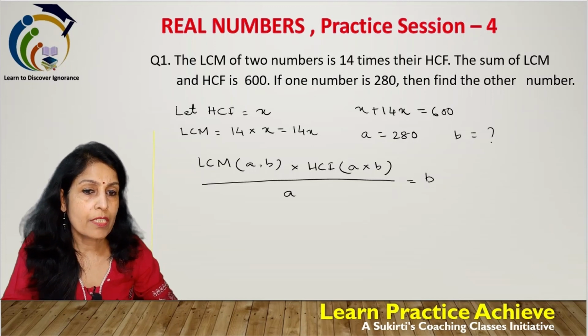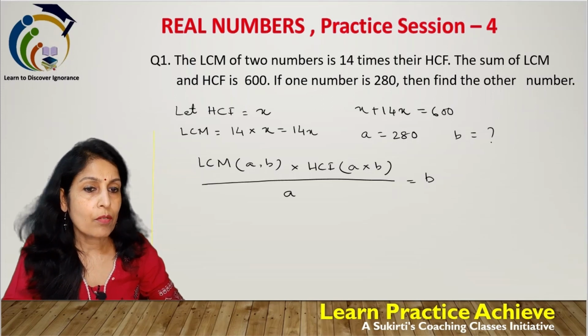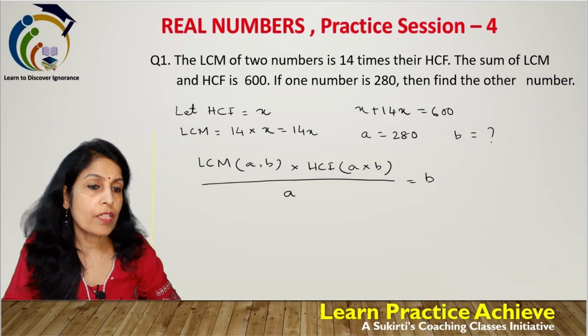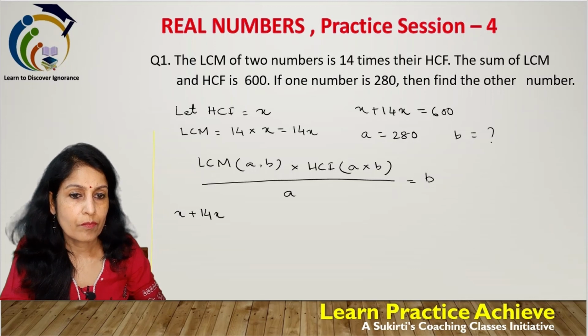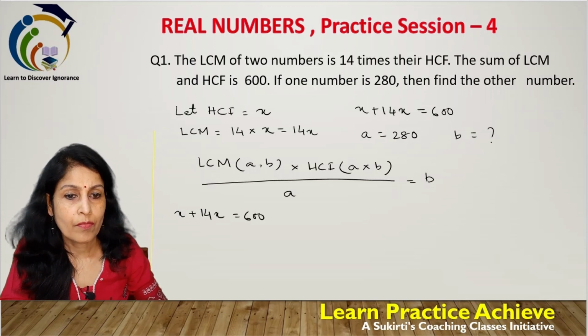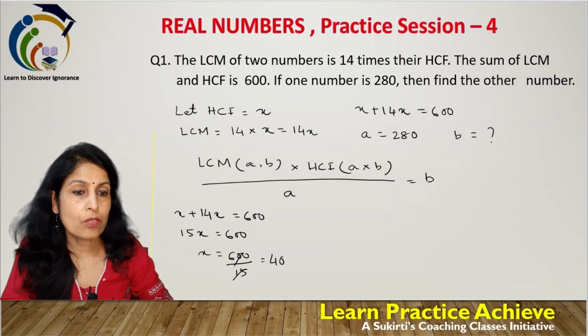So how to find LCM of A and B? From this equation we will find what is LCM and what is HCF. X plus 14X is equal to 600. So first let us solve this. 15X is equal to 600. Then X is equal to 600 divided by 15, which is 40. If X is equal to 40, then this is HCF.